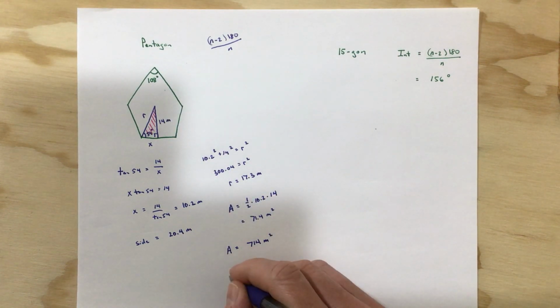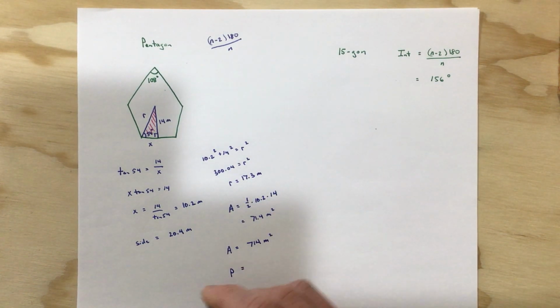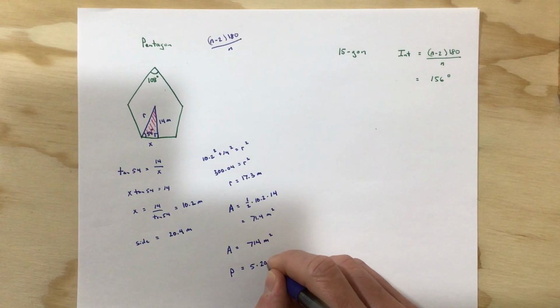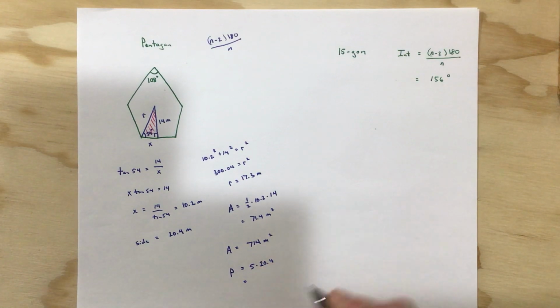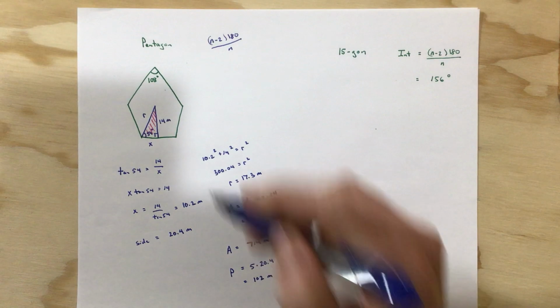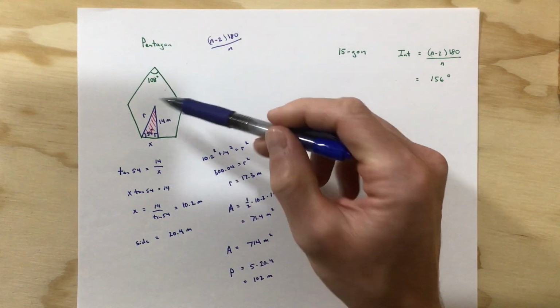And then the perimeter, of course, is just 5 times the side length, which we found was 20.4. Okay, so 5 times 20.4, what is that? Just to confirm, 5 times 20.4 is 102 meters. So it's 102 meters around this regular pentagon.